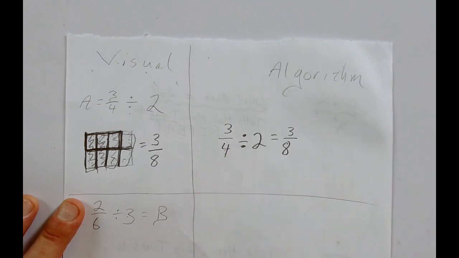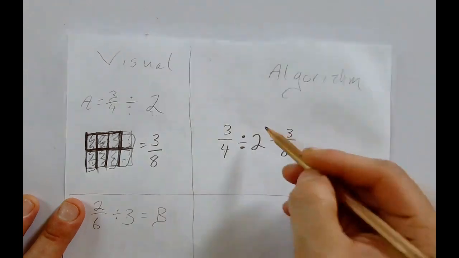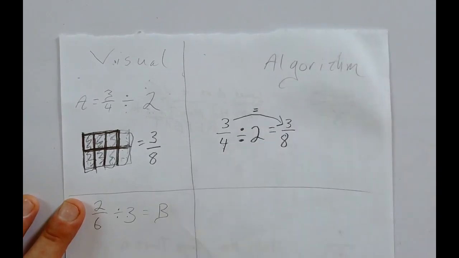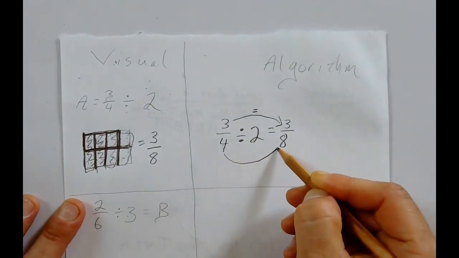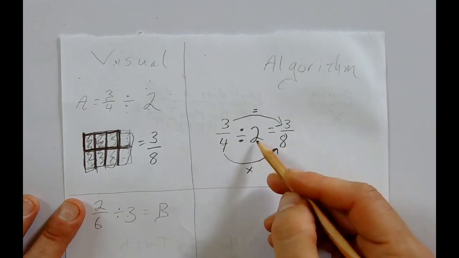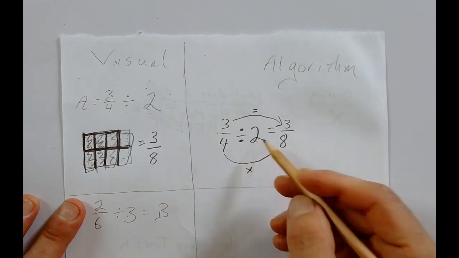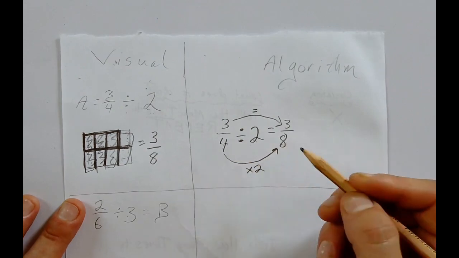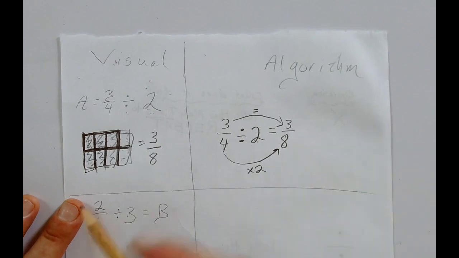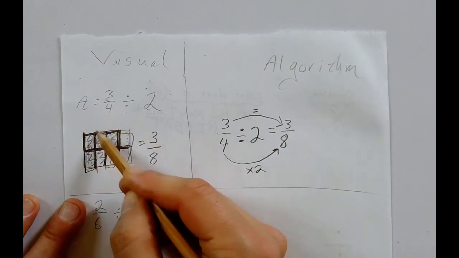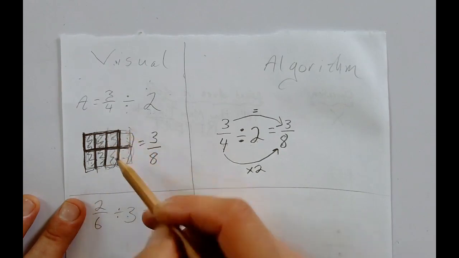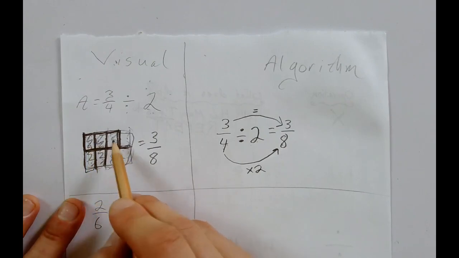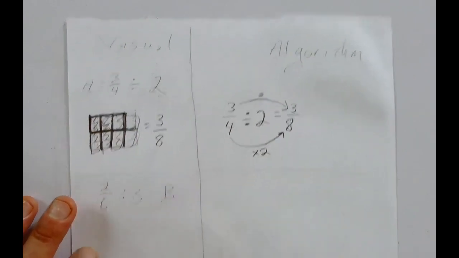And so an algorithm or shortcut way to think about it is your numerator stays the same. Your denominator gets multiplied by whatever number you have here. In this case, 2. 4 times 2 is 8. To understand one more time where that 8 comes from, to start, I had fourths. 1, 2, 3, 4. I divided those fourths in half. That gave me 8ths.